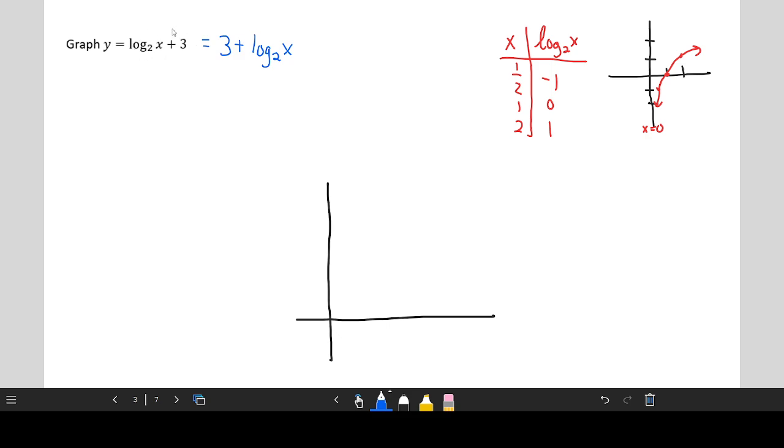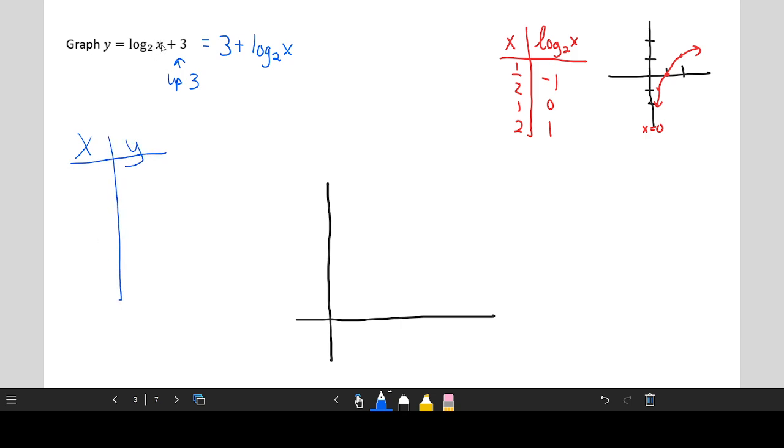But some books will write it like this, and so it's up to you to notice whether there's parentheses or not. In either case, this is going to be shifting up 3 since it's outside, not with x this time. It's not in parentheses with the x. It's not horizontal, it's vertical.